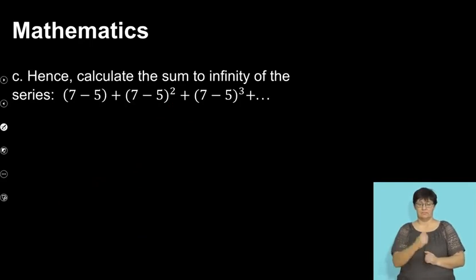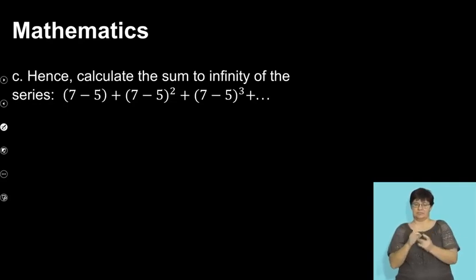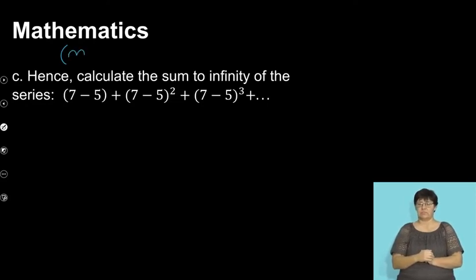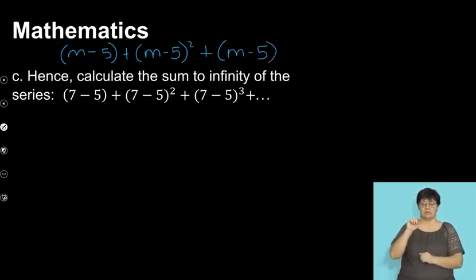So it says, hence, calculate the sum to infinity of the series 7 minus 5 plus (7 minus 5) squared plus (7 minus 5) cubed. What I want everyone to do in this example is to try and see the link between what has been presented to you and what was asked. We know the pattern was given to you as (m minus 5) plus (m minus 5) squared plus (m minus 5) cubed. So I'm hoping that everyone can see the link.